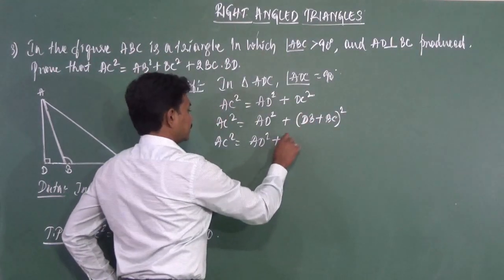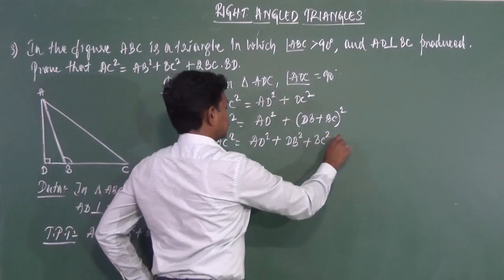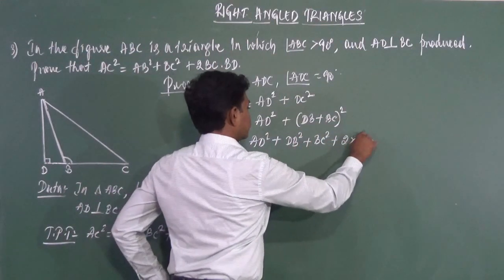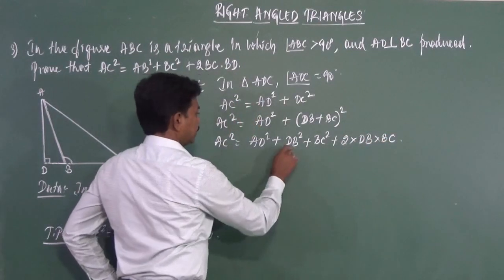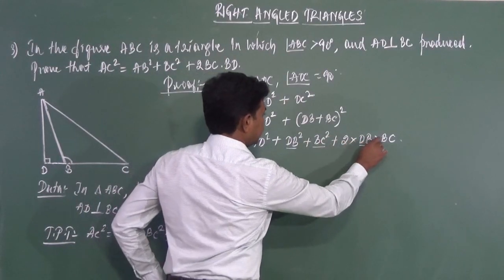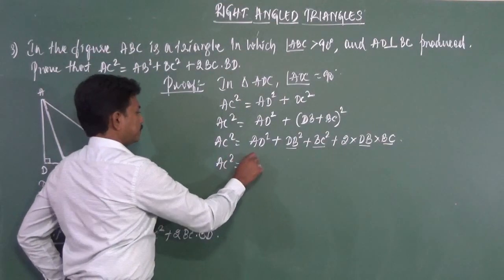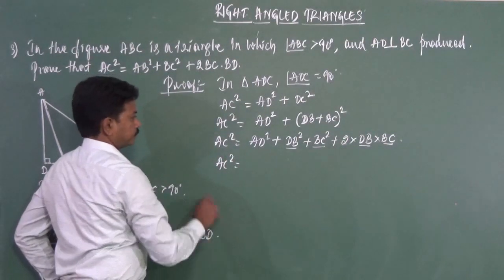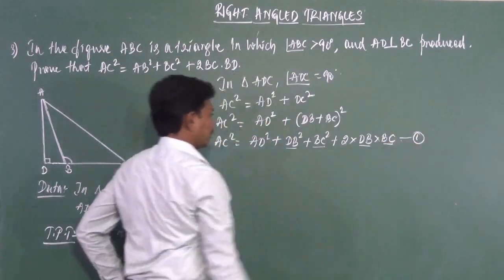So let us expand that. DB square plus BC square plus 2 into DB into BC. So it is A square plus B square plus 2 into A into B. Okay, so AC square is equal to... now we'll do one thing. Let us take it as equation 1 and proceed.